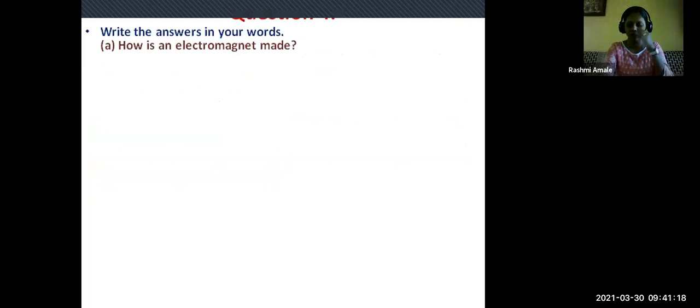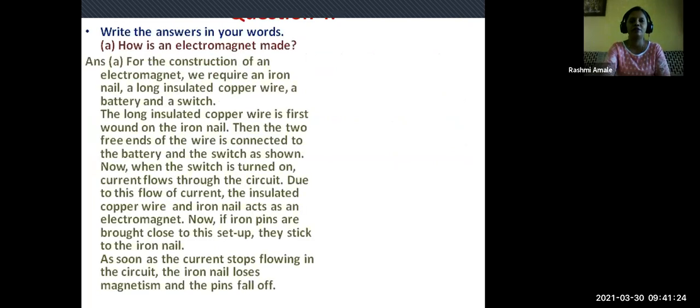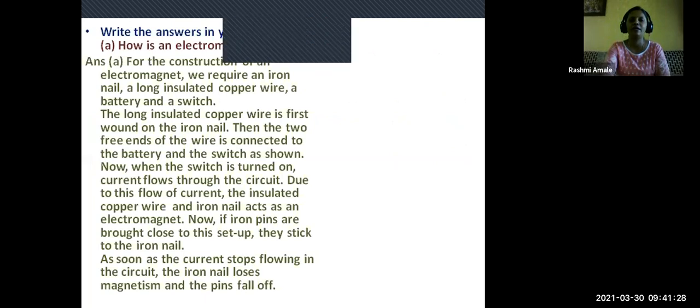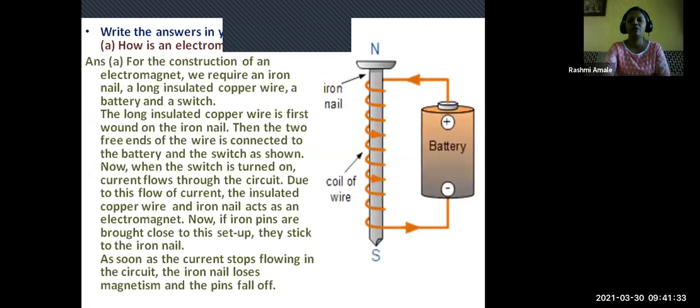How is an electromagnet made? So I showed you how an electromagnet is made. Let us write the answer. For the construction of an electromagnet, we require an iron nail, a long insulated copper wire, a battery, and a switch. So you have to draw a figure like this. The long insulated copper wire is first wound on the iron nail. Then the two free ends of the wire are connected to the battery and the switch as shown.